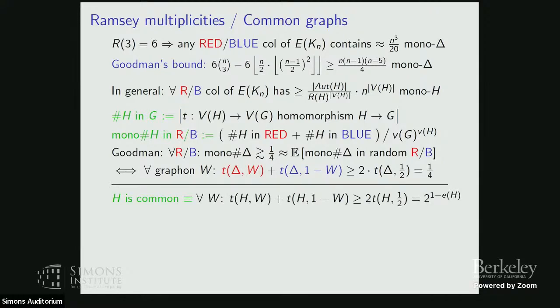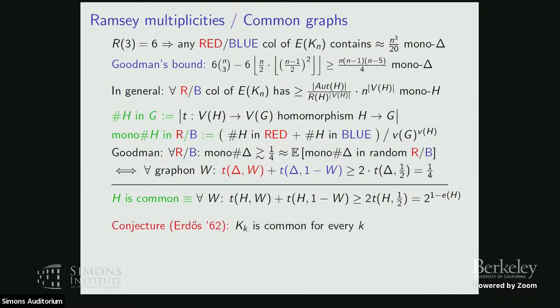And I will call a graph H common if it is like the triangle in this sense. What do I mean by that? For every graphon W, the H count in W plus the H count in 1 minus W is at least as if the graphon were random 1/2. And of course, if the graphon was the constant 1/2, then the number of copies is just 2 to the minus the number of edges of H, because for each edge I need to get the correct outcome of my coin.